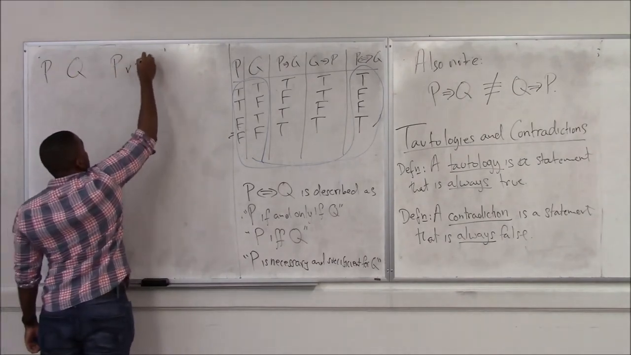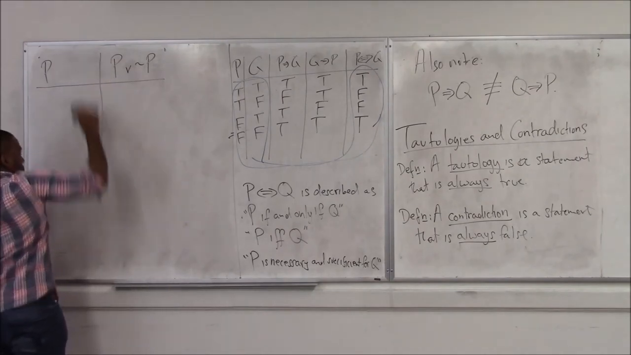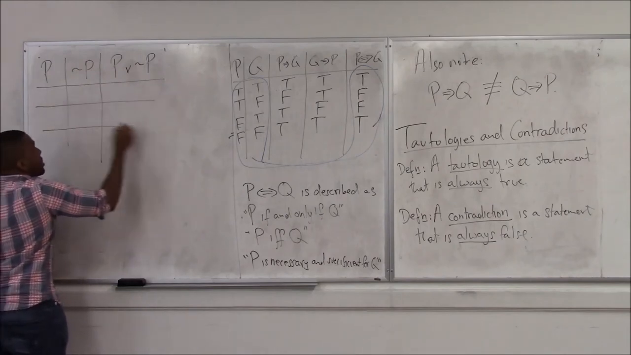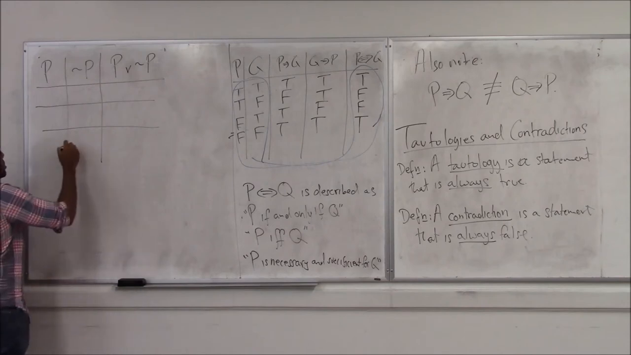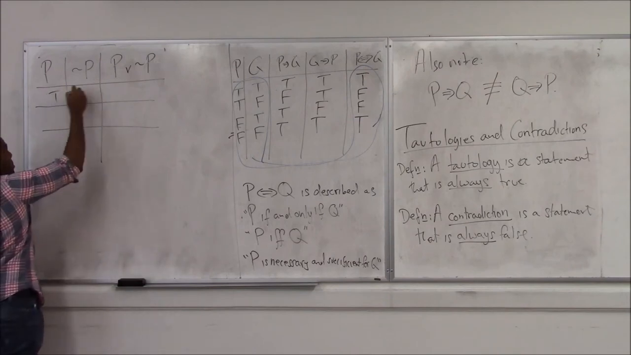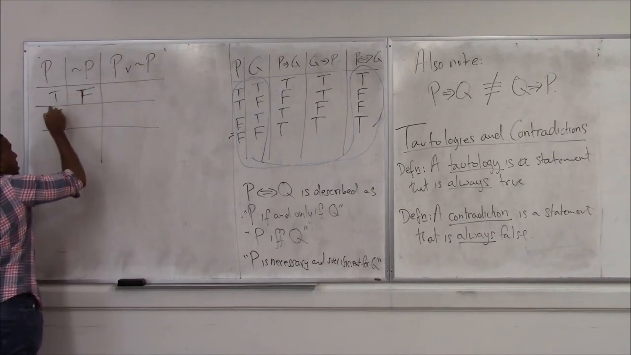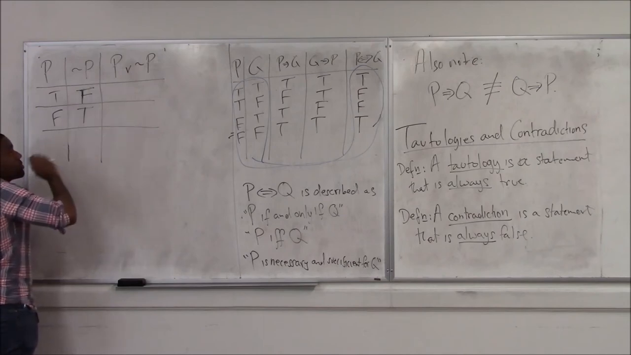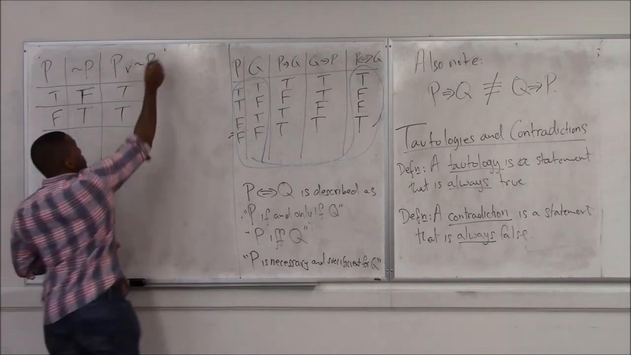P or not P. What is that going to look like? True, false. Well, if this is true, that's false, right? And if this is false, that's true. So what is the or? True. It means that this statement is a tautology.